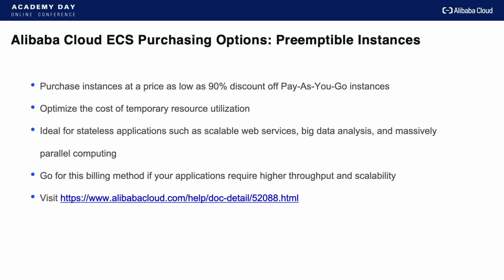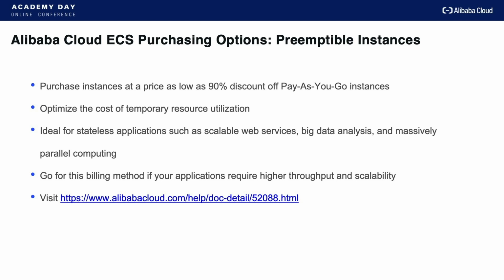So what is a preemptible instance? A preemptible instance is a type of on-demand instance. You can use it to minimize your costs, ideally for stateless applications such as scalable web services or for big data analytics. And how it works is that when you create a preemptible instance, you can set a maximum price per hour to bid for a specified instance type.